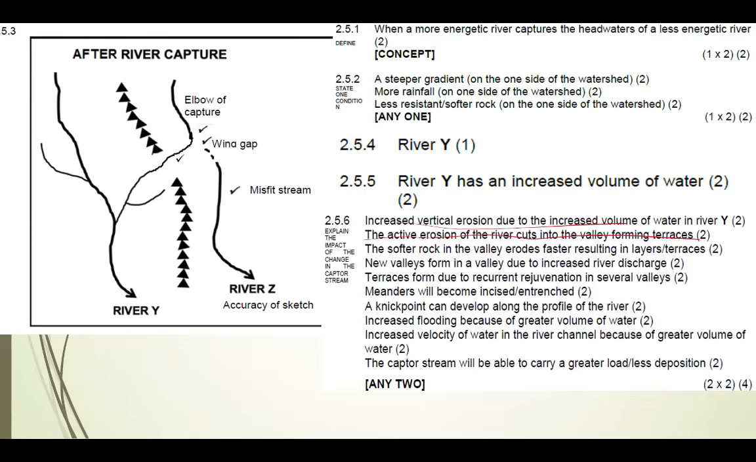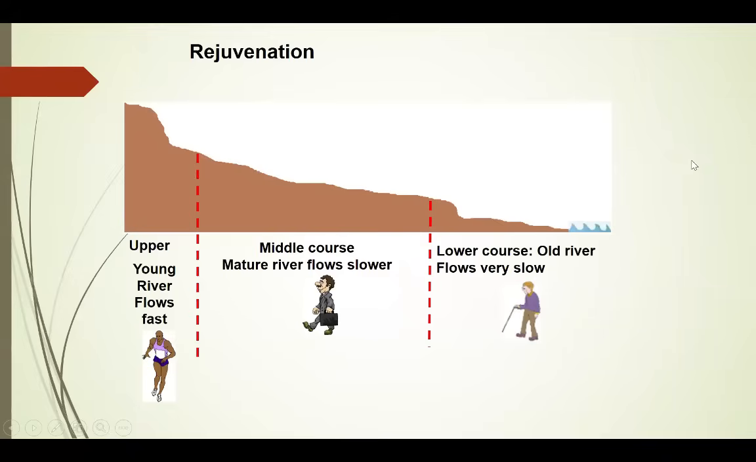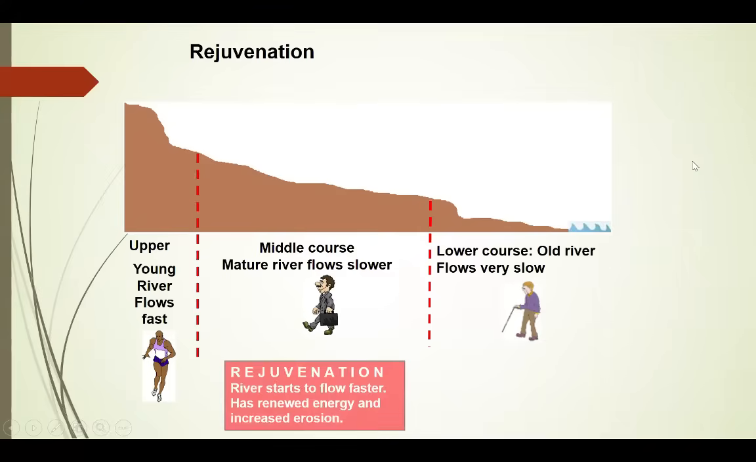So this is a little bit complicated answer, but you need to simplify that. You must know that the volume of water is going to increase, erosion is going to increase, deposition is going to decrease, vertical erosion is going to increase. There's going to be high chances of flooding. So you need to simplify your answers. Don't complicate your answers.